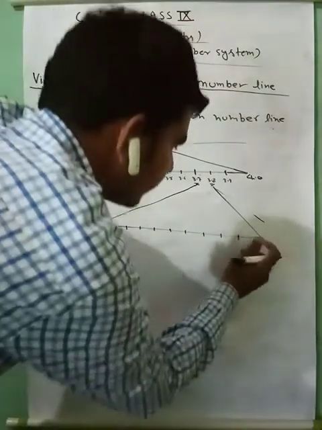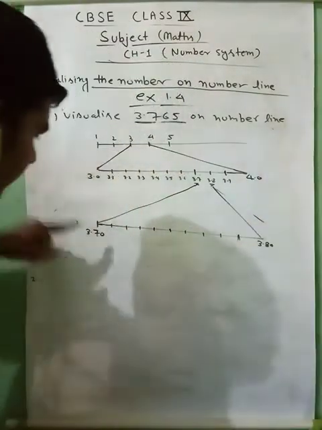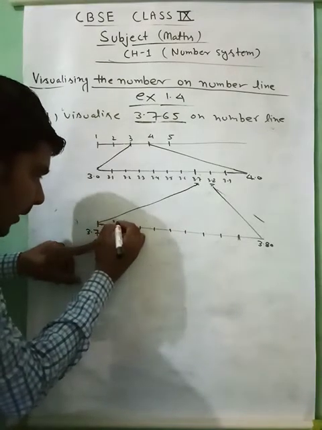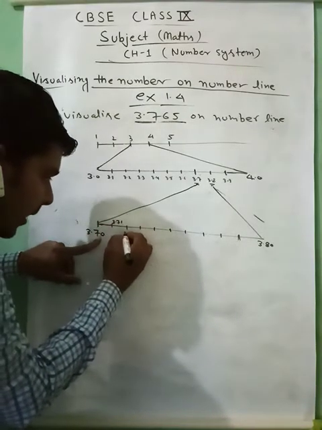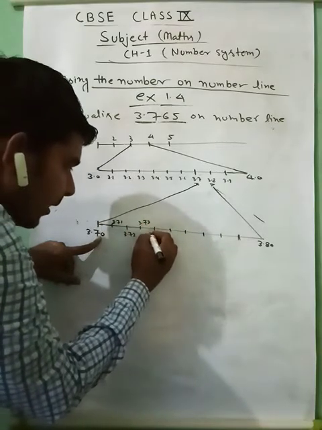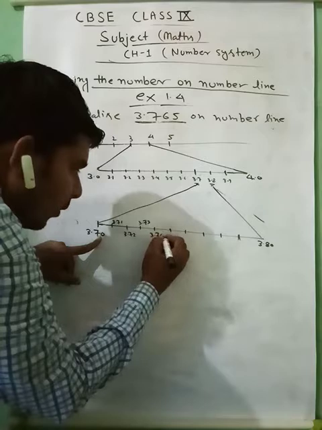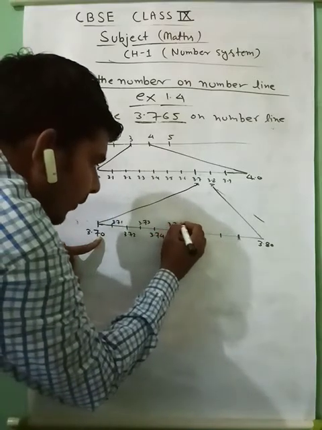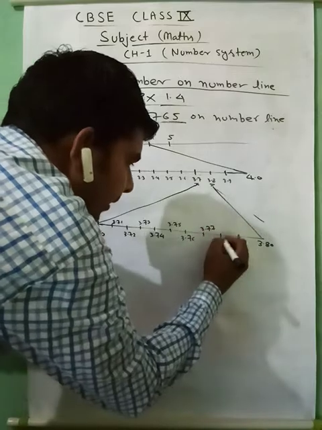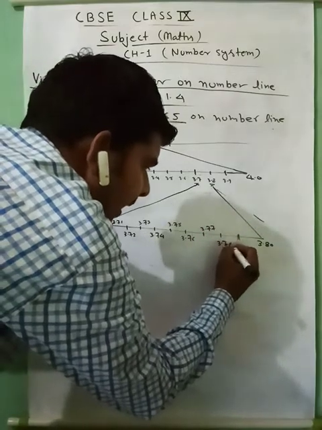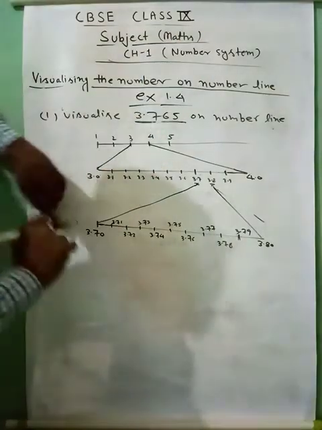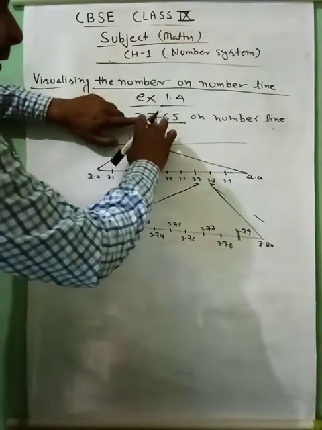Now it is 3.70. So what will it be? 3.71, 3.72, 3.73, 3.74, 3.75, 3.76, 3.77, 3.78, 3.79. Now we see here it is 3.76.